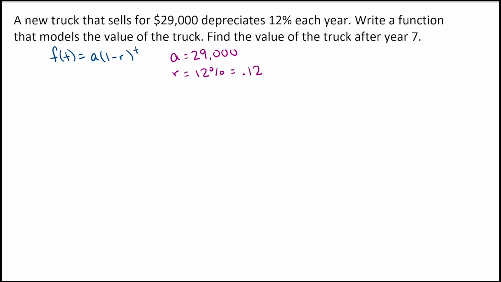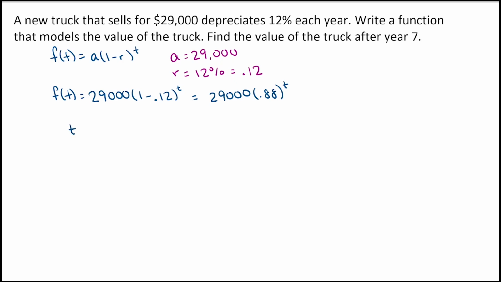So we're going to use the formula f of t equals a times 1 minus r raised to the t power, where our a is 29,000 and our r is 12%, or 0.12. Our function that models the value of the truck is going to be f of t equals 29,000 times 1 minus 0.12 raised to the t power, or f of t equals 29,000 times 0.88 raised to the t power.